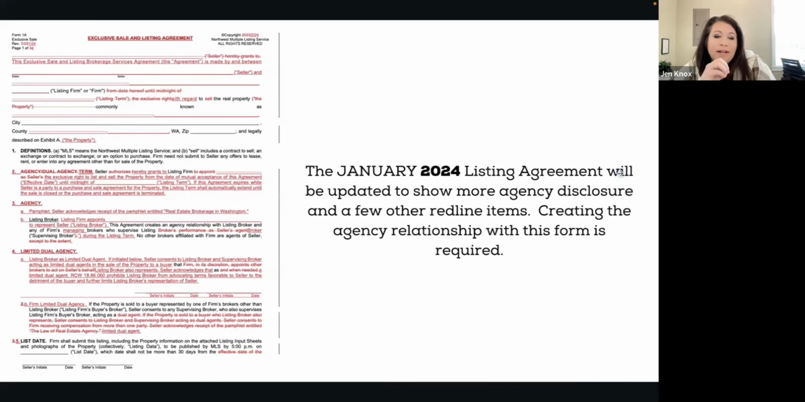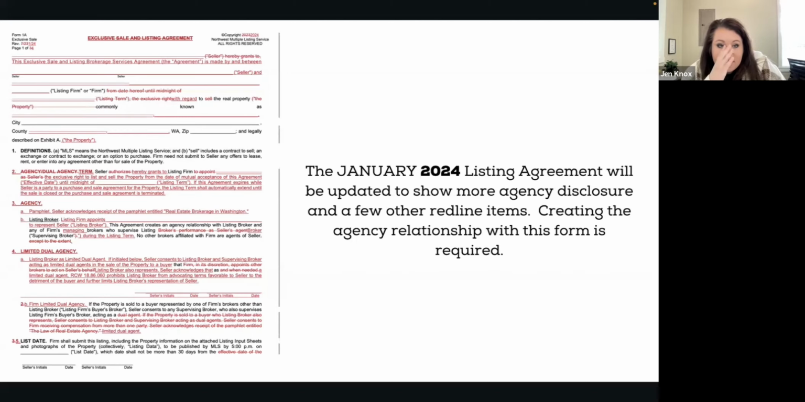I did pull it up. I did not pull up the entire thing, but this is the front page of what the listing agreement is going to look like in January. The listing agreement is going to be updated with more agency disclosures. And this obviously is going to be required to create your agency relationship.